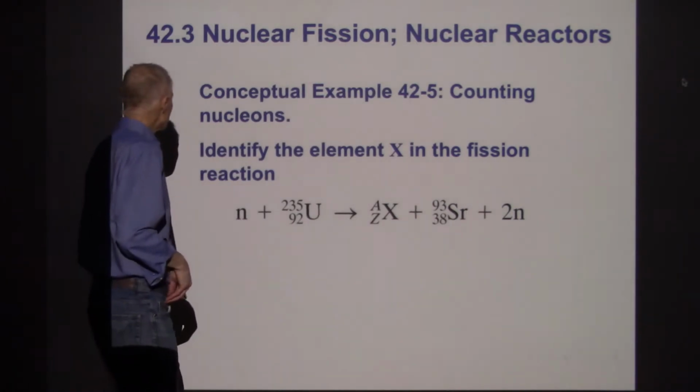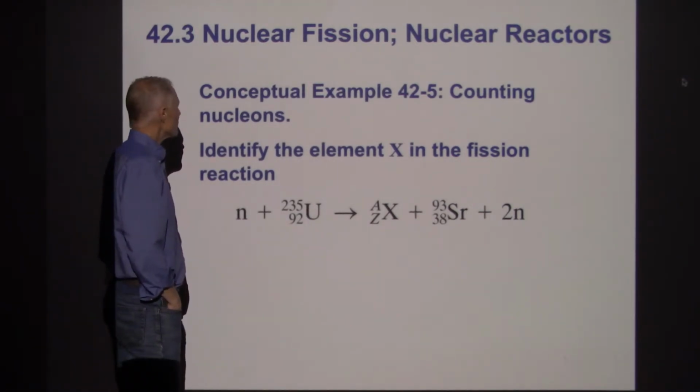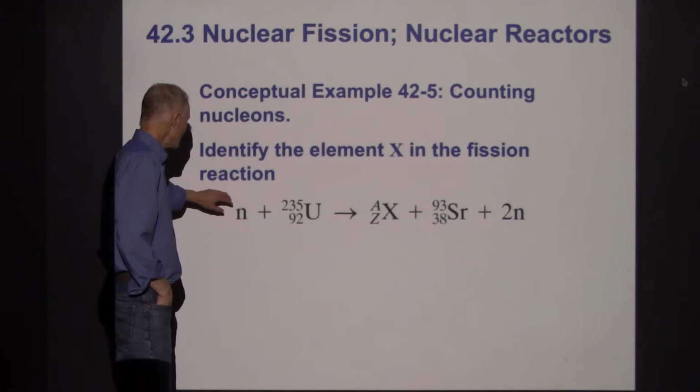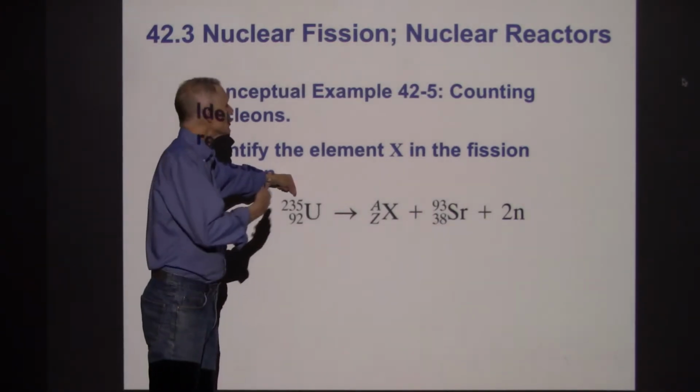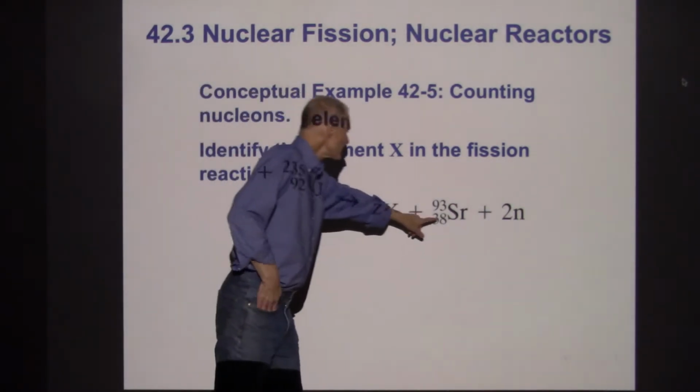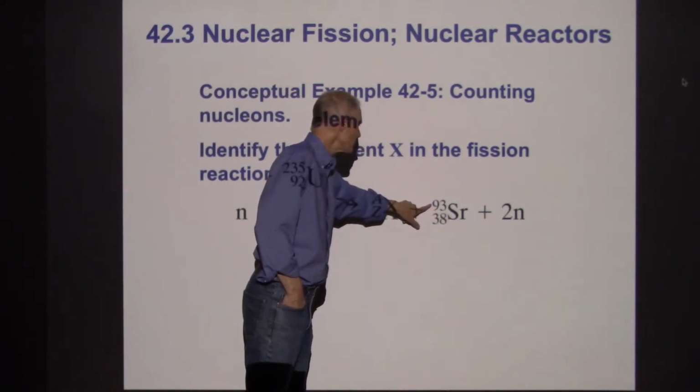So again, they're saying identify the elements here. So here's a neutron coming in. Here is a uranium-235 nucleus. One of the pieces that comes out is strontium-93.